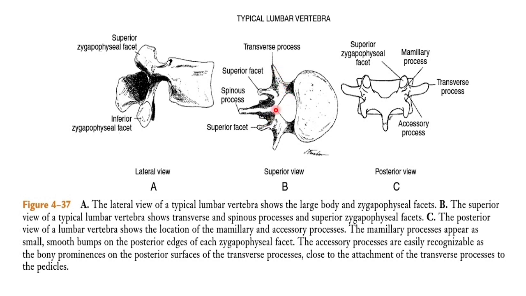And these are the processes. This is the superior view. In this you can see the vertebral foramen, spinous process and so on, and the mammillary process. The mammillary process is present over the posterior aspect of the superior articular process. This is one of the unique features of the lumbar spine, and it serves as an attachment for muscles, mainly the medial intertransverse muscle as well as the multifidus muscle.